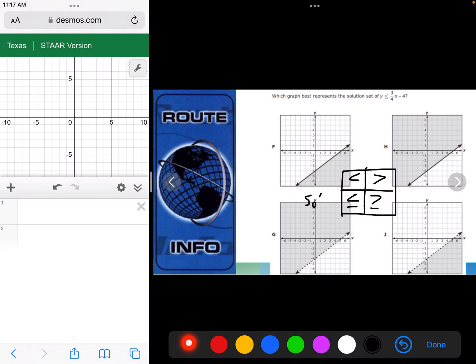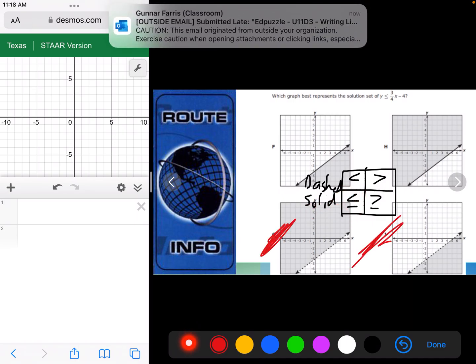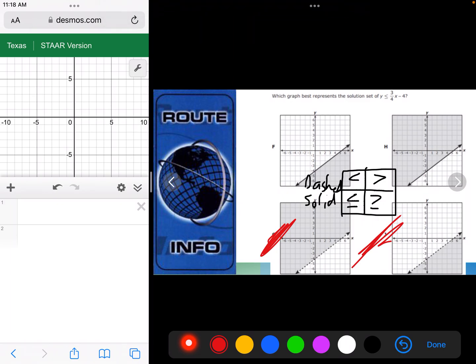So I'm going to draw a quick chart here, just in the middle. Okay, so the first thing is if it looks like less than or greater than, less than or equal to, or greater than or equal to. If it has the equal to bar, if it has a solid line underneath, it is a solid line. If it doesn't have the solid line, then it's dashed.